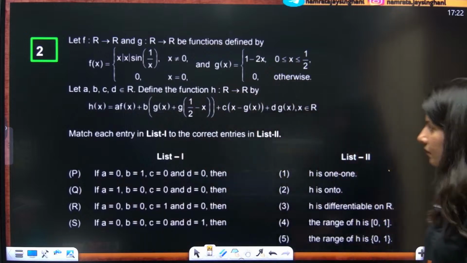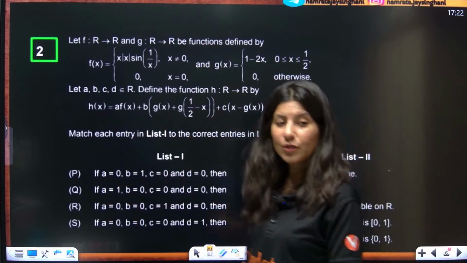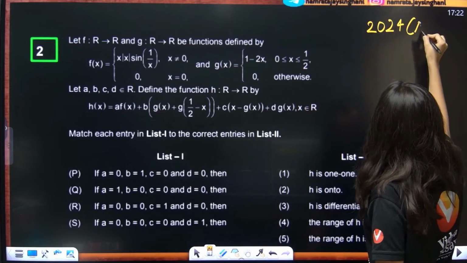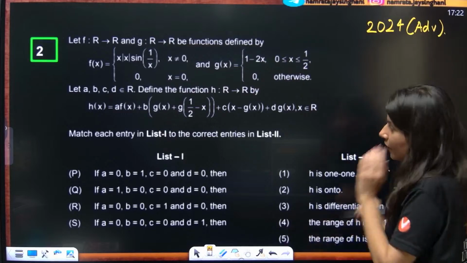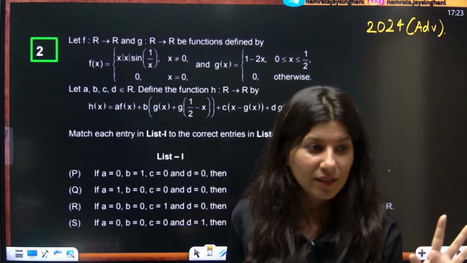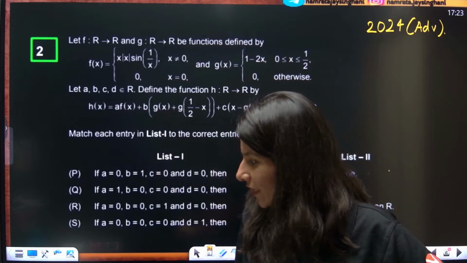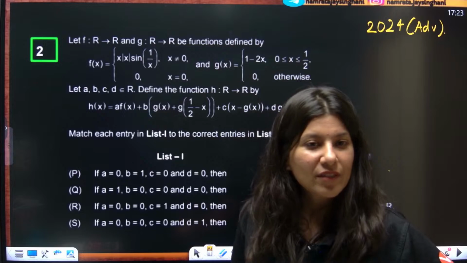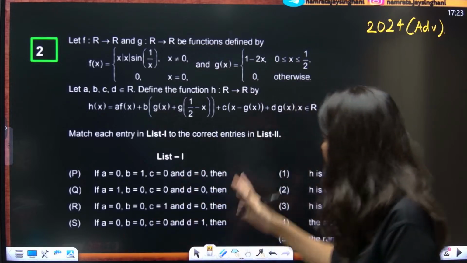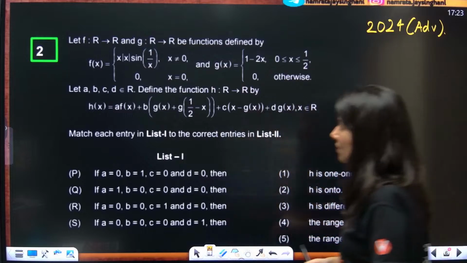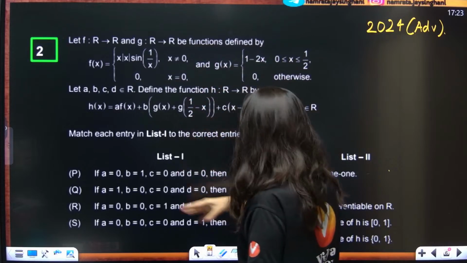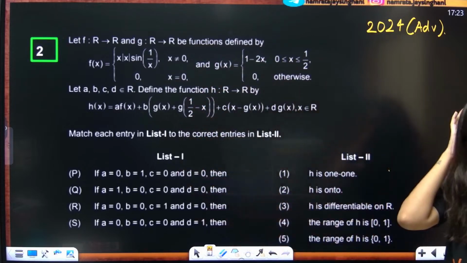Okay, shall we move on to the next problem? This is also a JEE Advanced 2024 problem. Now if you look at this question, you feel like leaving it completely. How many of you have this feeling? The moment I look at it, there is so much drama in this question. Can you see f(x) is there, then g(x) is there, then h(x) is there, and a lot of things are happening over here?